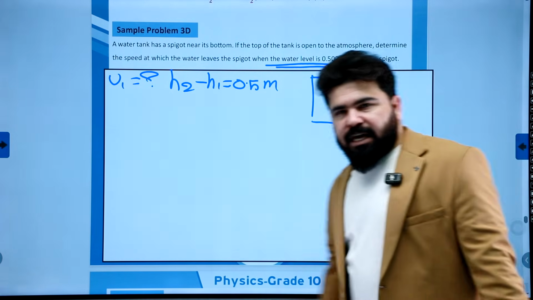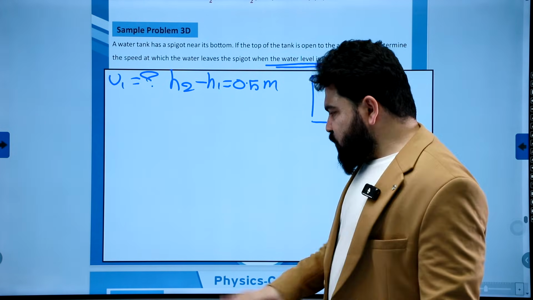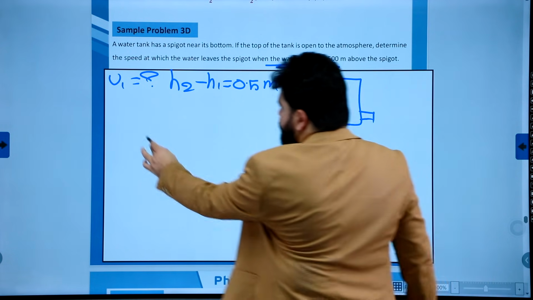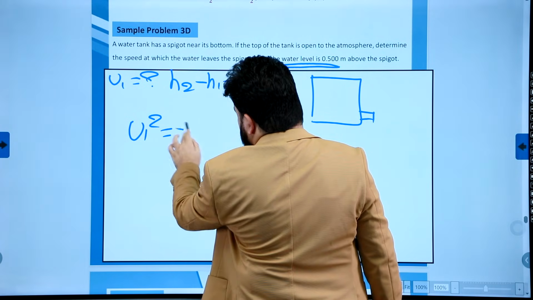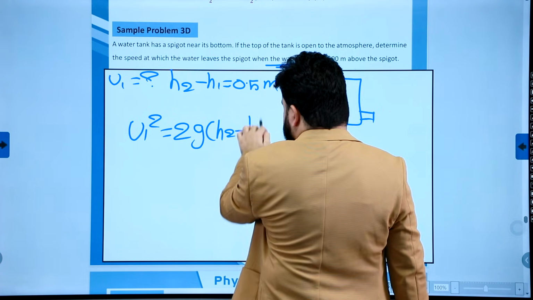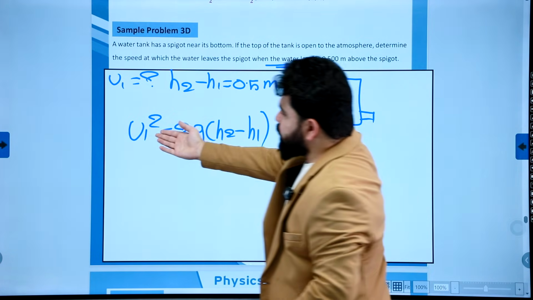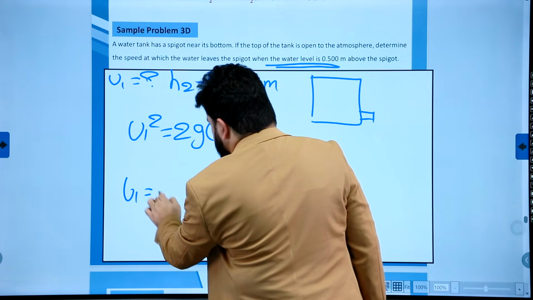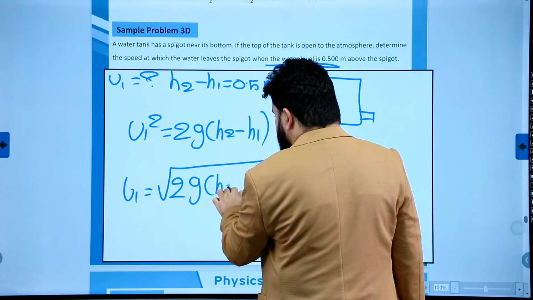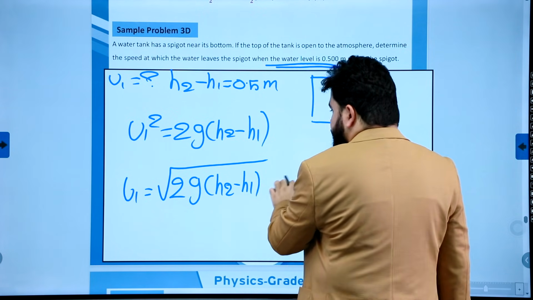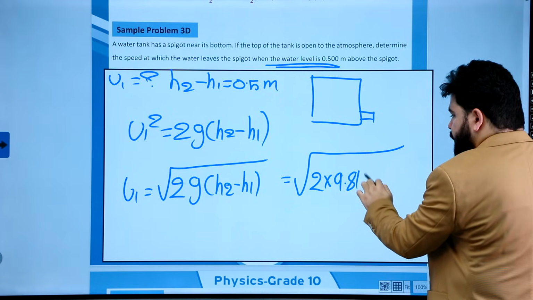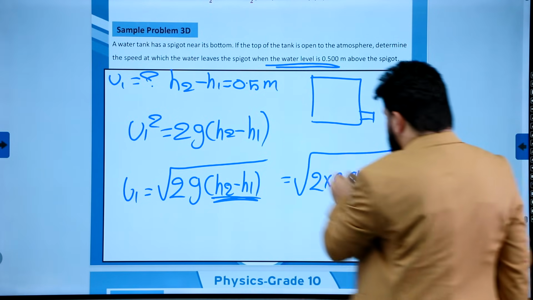Don't give yourself the headache of calculating everything and writing the equation all over again. When it asks for speed, V1 squared is equal to 2g(H2 minus H1). Now I need to find V1. So V1 is equal to the square root of 2g(H2 minus H1). So we have 2 multiplied by 9.81, and H2 minus H1 is equal to 0.5.